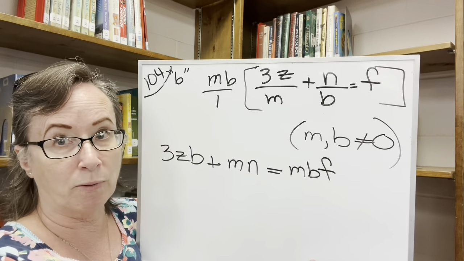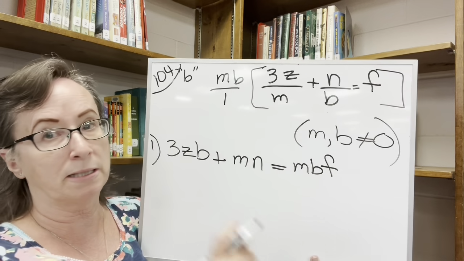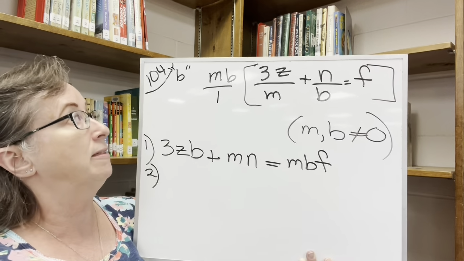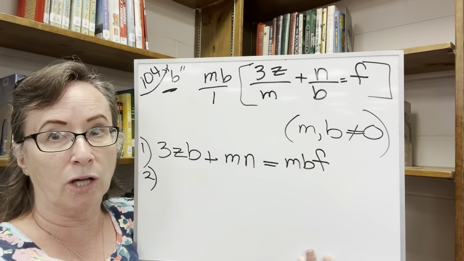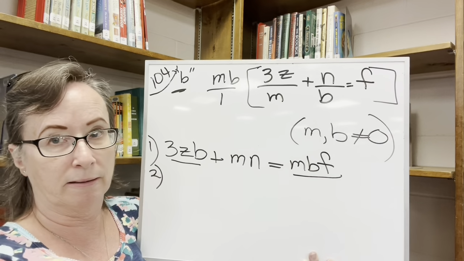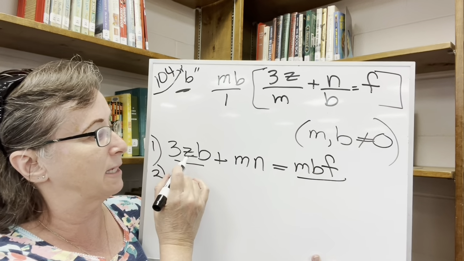Okay, so that's step 1, multiply through by the least common denominator. Step 2 is get everything that has a B in it on one side. So this one has a B and this one has a B. So I'm just going to subtract this one from both sides.